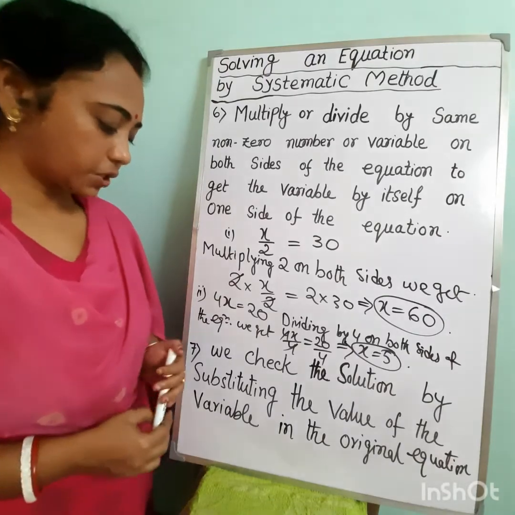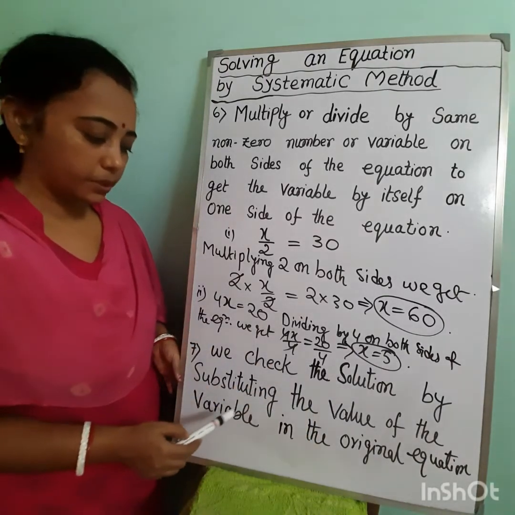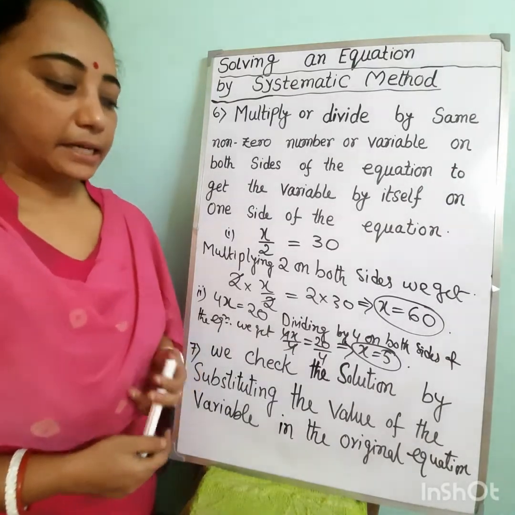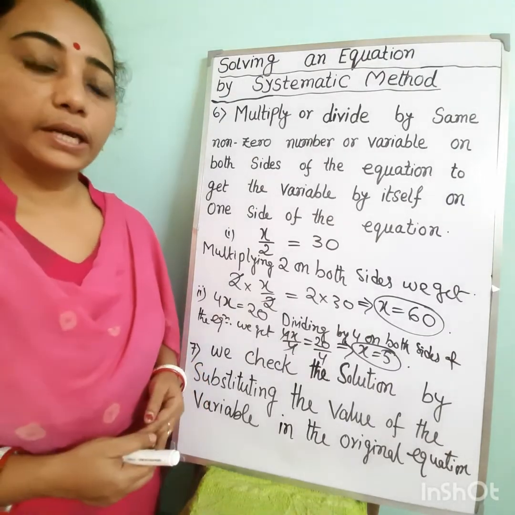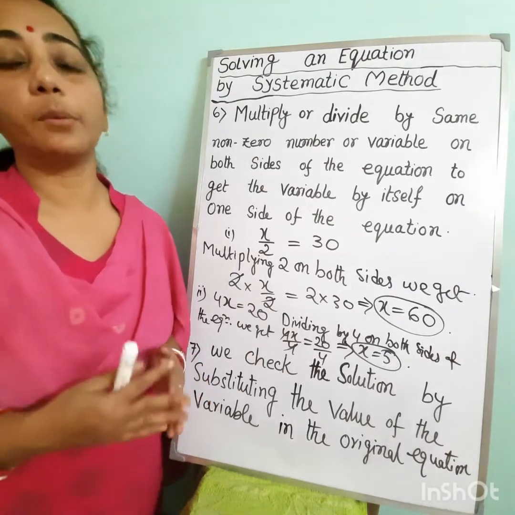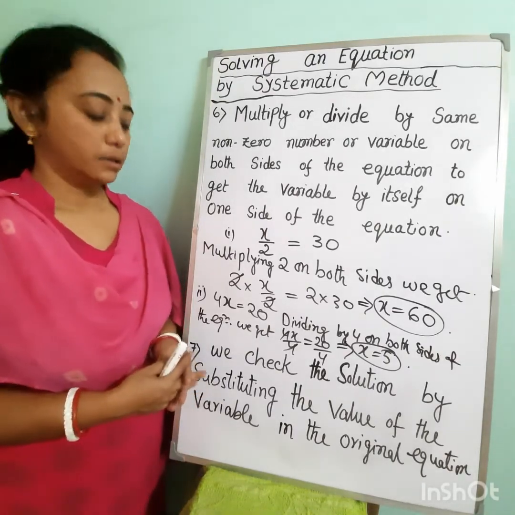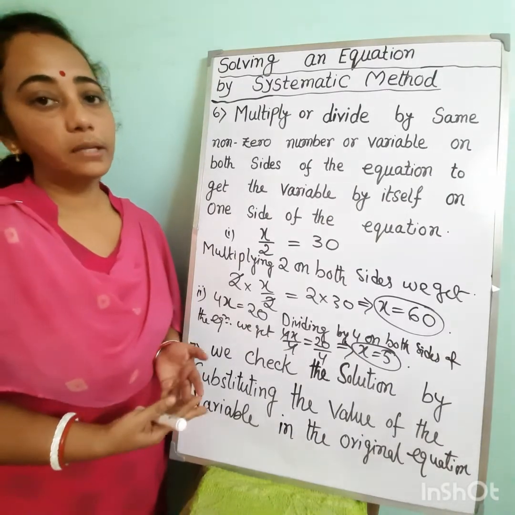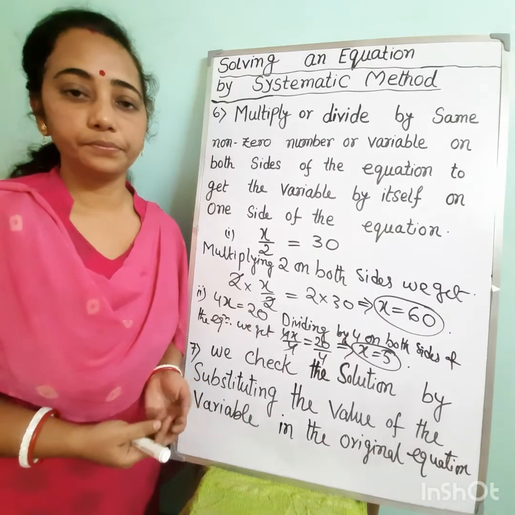After getting the solution, we check the solution by substituting the value of the variable in the original equation. So whatever value of the variable we are getting, that value we will put in the left hand side and right hand side separately, and we will check that both sides are coming the same or not. If both sides are coming the same, that means the solution is correct. Otherwise we have to check again whether there is any mistake somewhere or not.